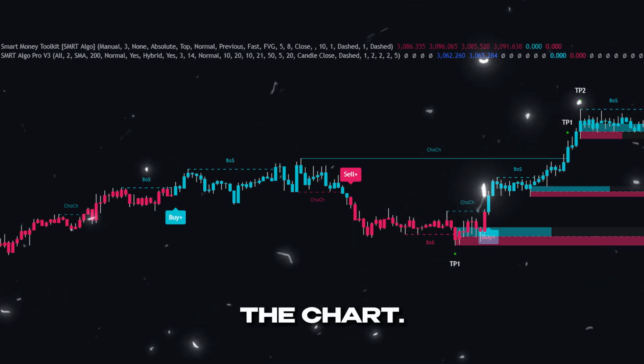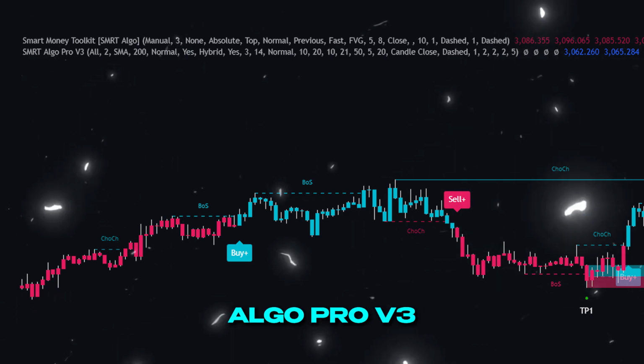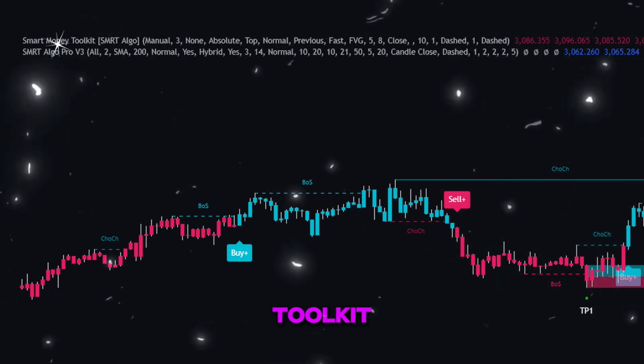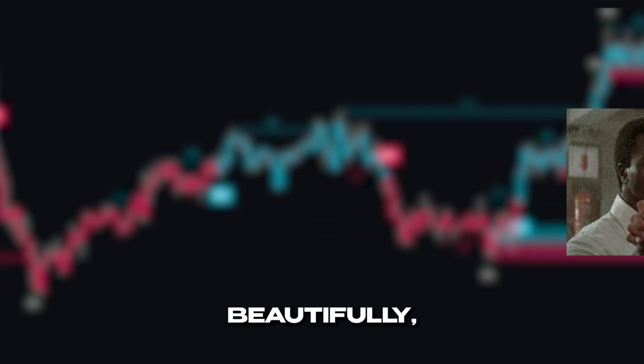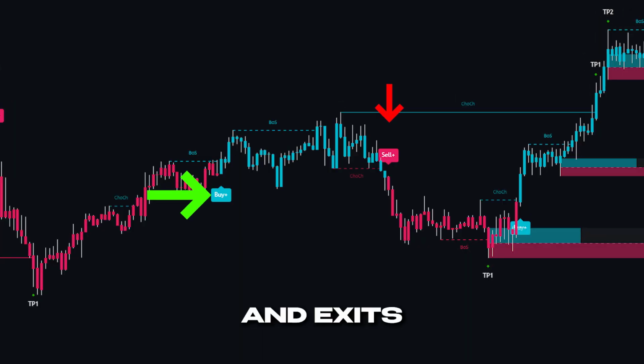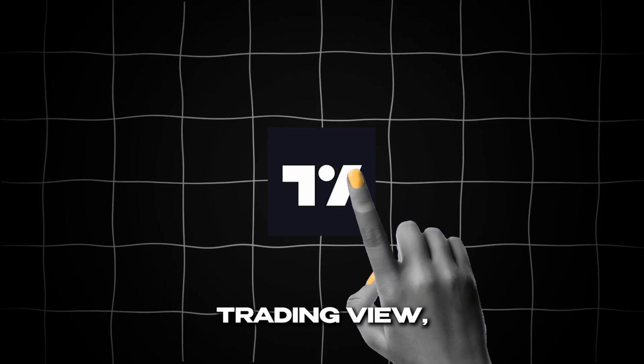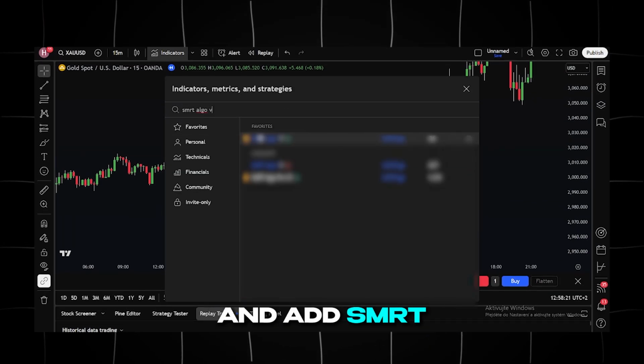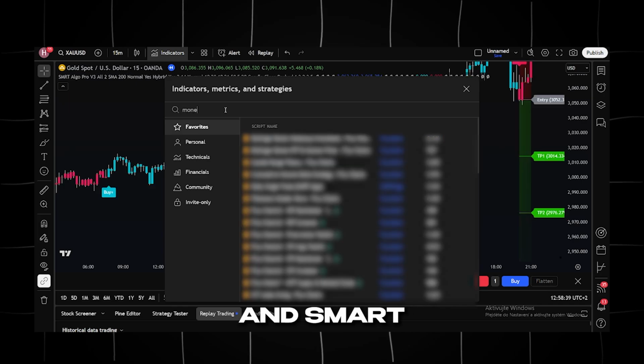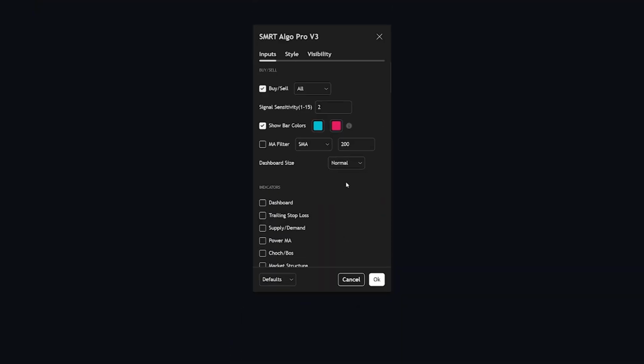First, let's set up the chart. We're going to be using the SMRT Algo Pro V3 and the Smart Money Toolkit, both available for TradingView. These two tools work together beautifully, giving you laser-sharp precision on entries and exits, without cluttering your screen or frying your brain. So go to your TradingView, open the Indicators tab, and add SMRT Algo Pro V3 and Smart Money Toolkit to your chart. Now for a quick breakdown.